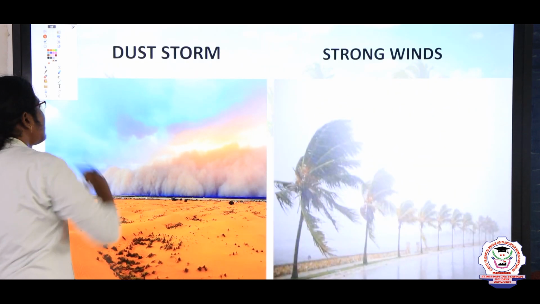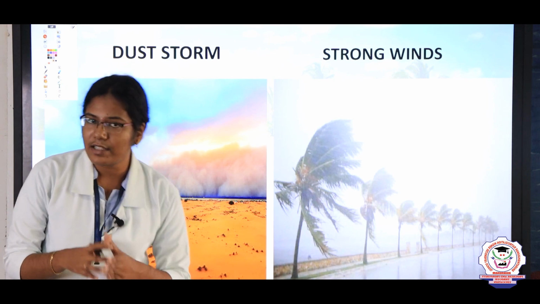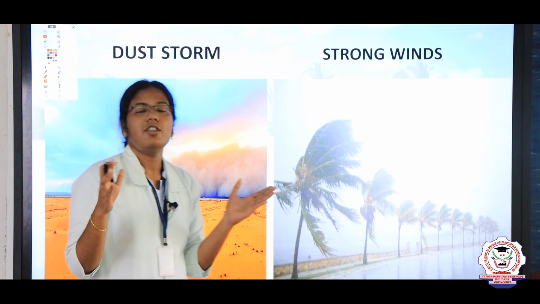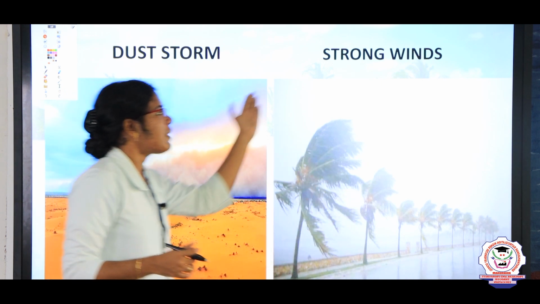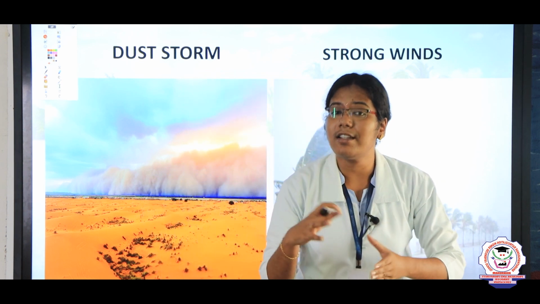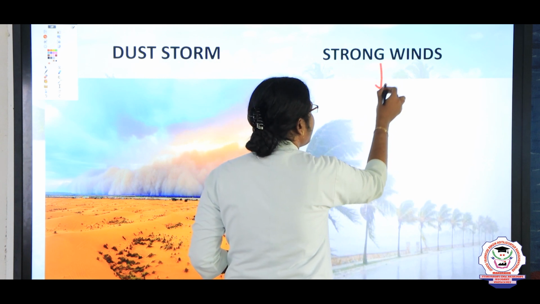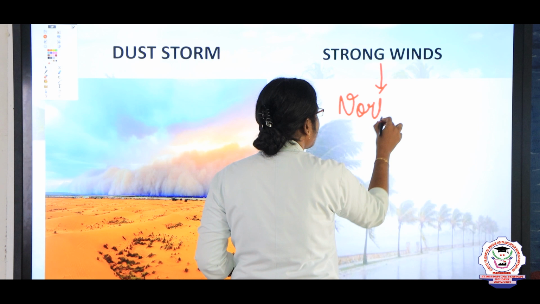During the summer season, especially in the desert places, it experiences a dust storm. It is nothing but strong winds. Strong winds are experienced especially in the northern plains region.